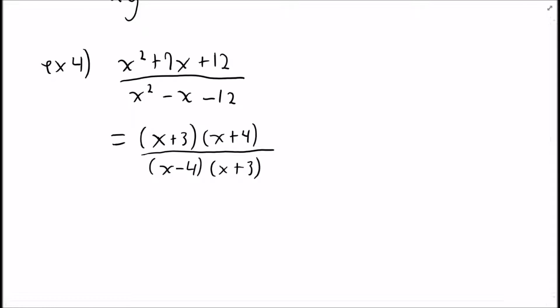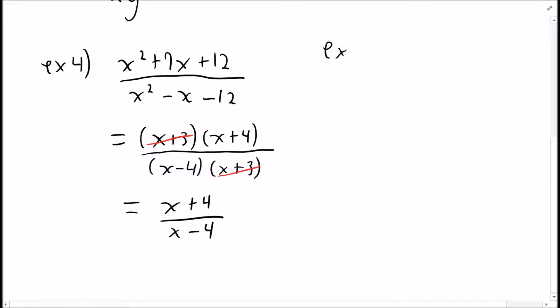Now I look there and I look at what's common that I could divide out. Well, I have an x plus 3 and an x plus 3 that'll cancel out. But x plus 4 and x minus 4, even though there's an x and a 4, one's a plus and one's a minus, so those will not cancel out. So I'd be left with x plus 4 on the top and x minus 4 on the bottom. And I can't go any further than that.